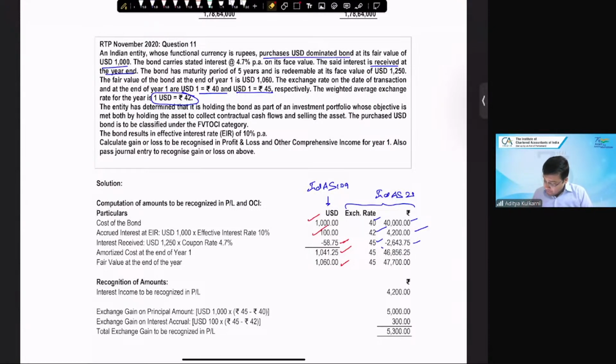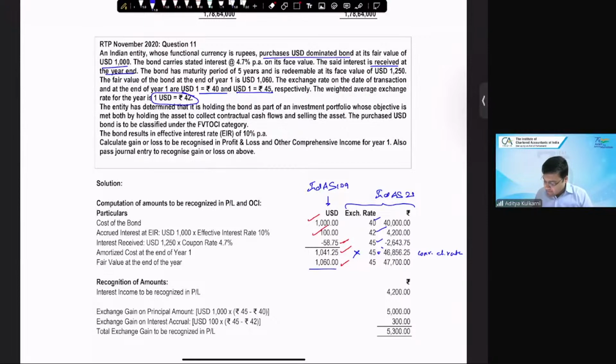So 1041.25 multiplied by 45 will give you 46,856.25. I hope you understood this. If you do the add and less, it will not match 46,856. So don't even do that. That is why if you see, there is no total line put here. Is it okay? Yes, sir. This is converted at the closing rate.